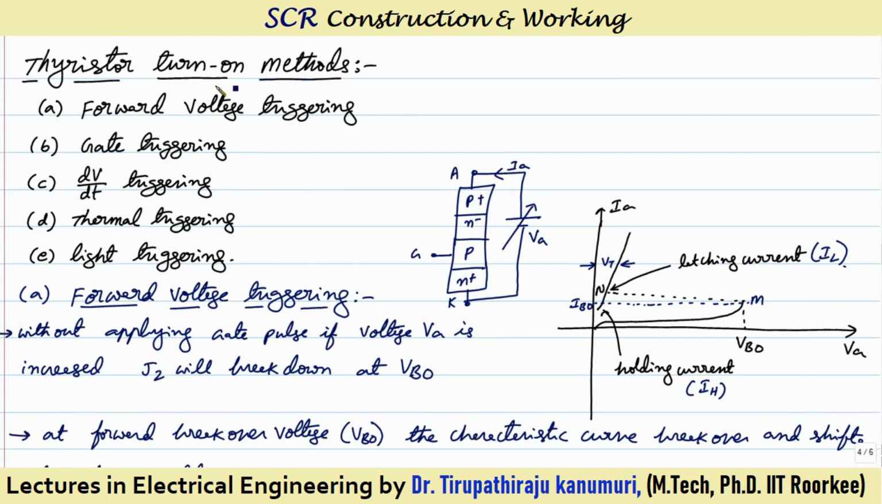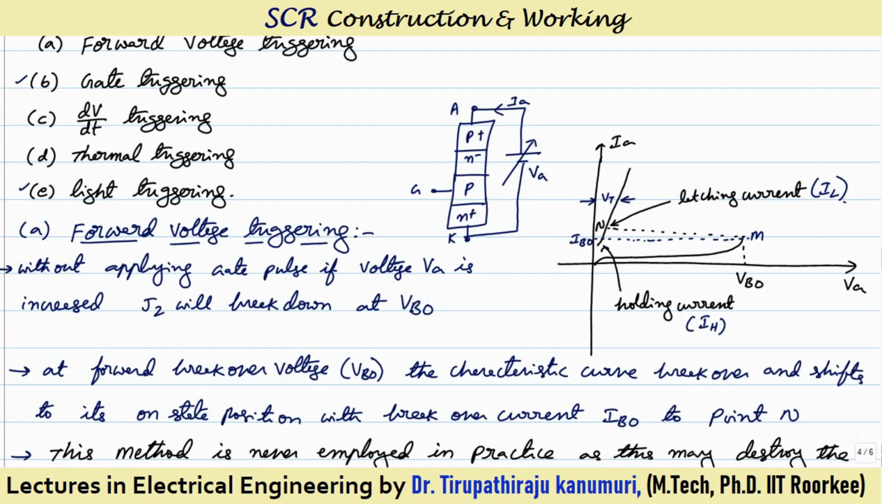Let us see what the different turn on methods are that are used in practice, or what the different methods available are. Then we will see the advantages and disadvantages and decide which are best. So the different possible methods are forward voltage triggering, gate triggering, dV by dt triggering, thermal triggering and light triggering. Out of these, gate triggering and light triggering are the ones used in practice. Which type of triggering we use depends on the type of application. Sometimes a combination of gate triggering and light triggering is also used, particularly for high power devices. That we are going to discuss in this section.